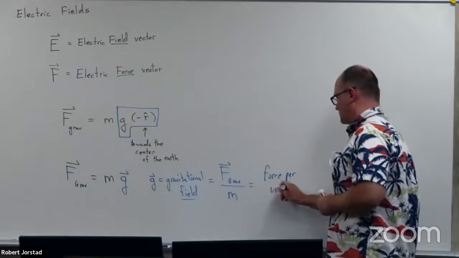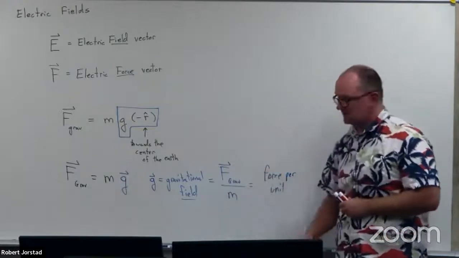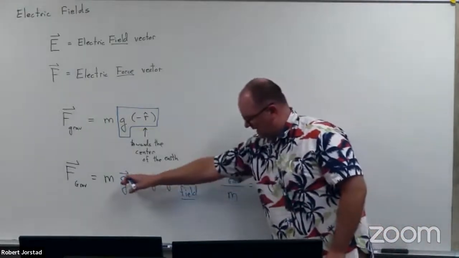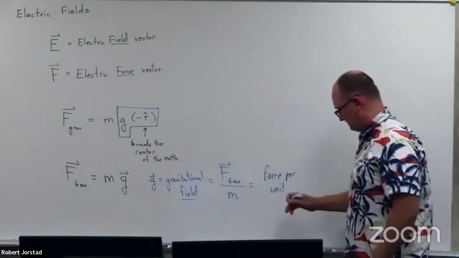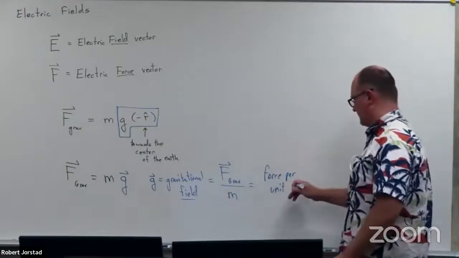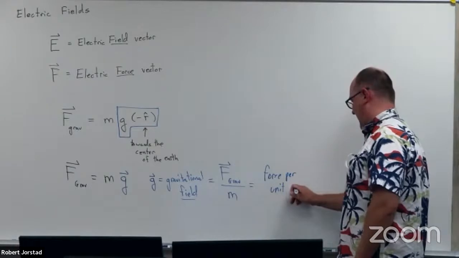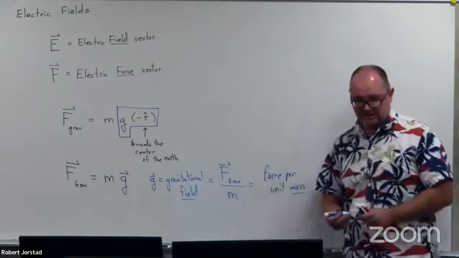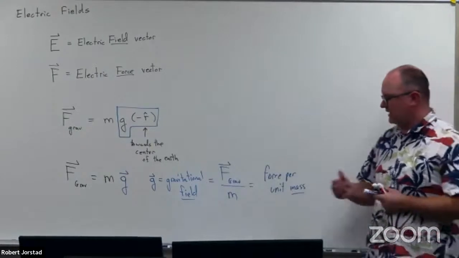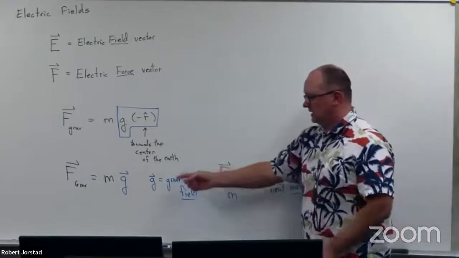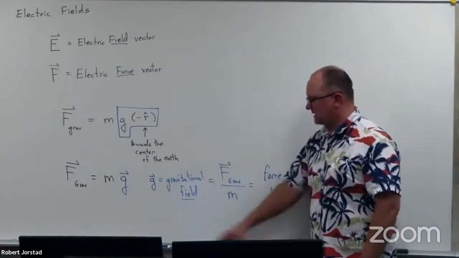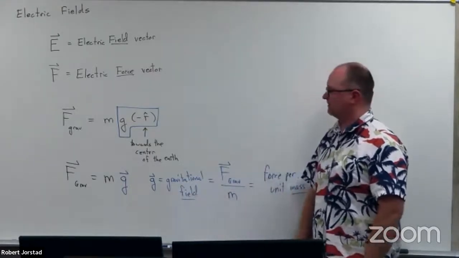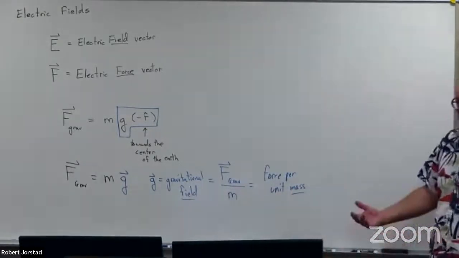Obviously, this is only valid near the Earth's surface, because we know that as you go up in altitude, g will change. But it's good enough for this. It's the force per unit mass. So that's what a field is, right? It's the direction and magnitude at every point in space of this quantity g. All right? Why am I bringing this up?